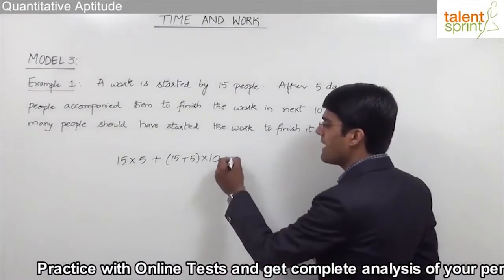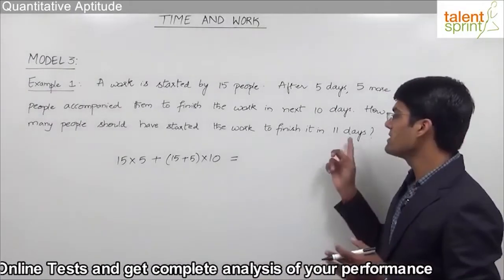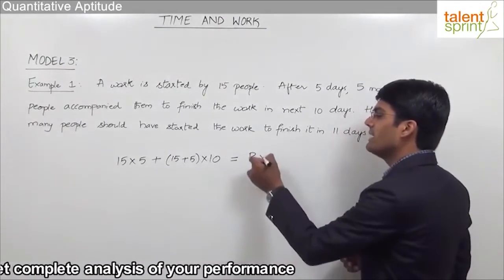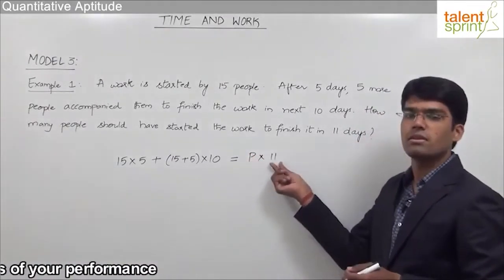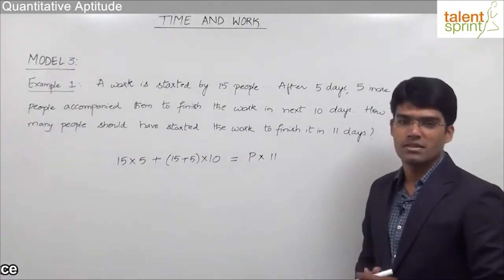So this can be balanced as, let us assume the number of people required to finish the work in 11 days is P. So P persons in 11 days. As these persons together finish the total work in 11 days, by simplifying this, we can get the answer for this question.